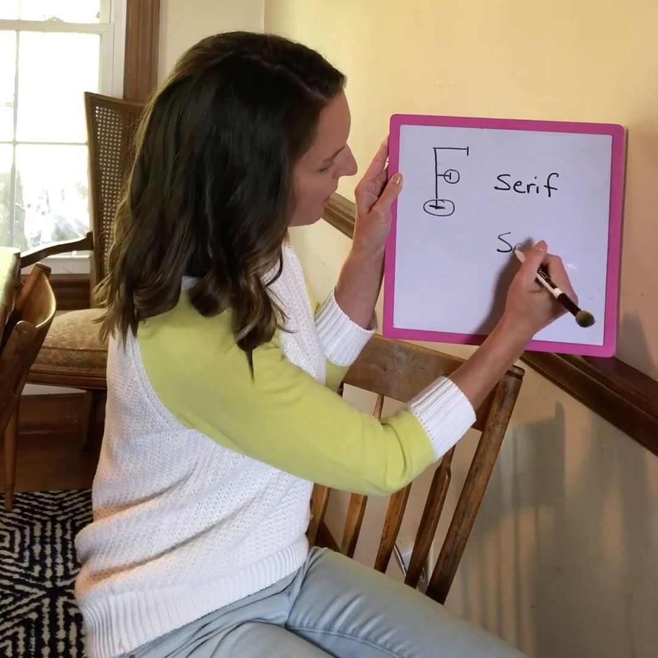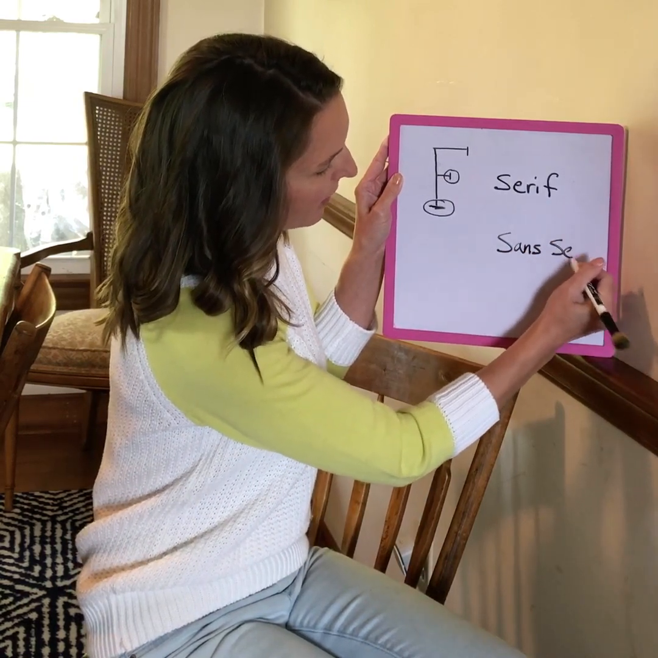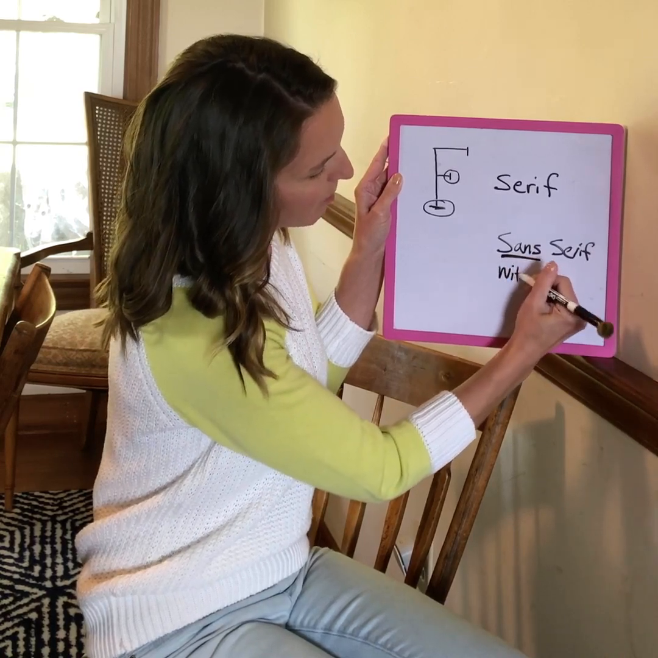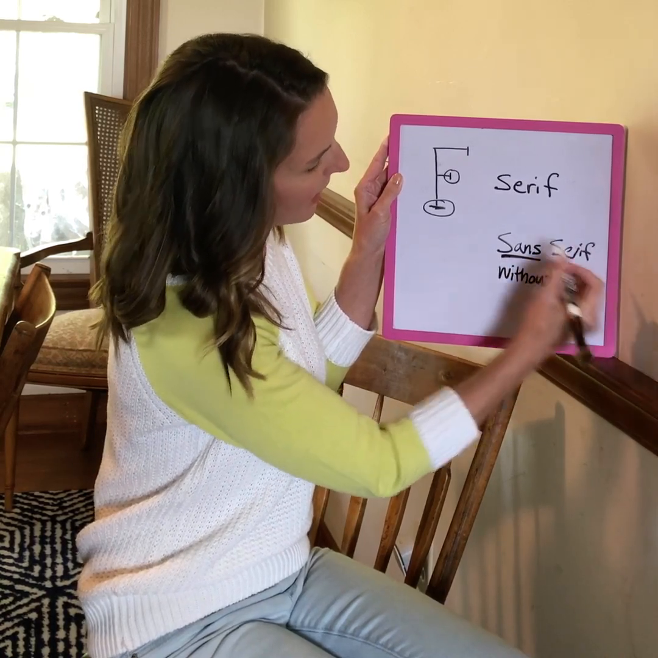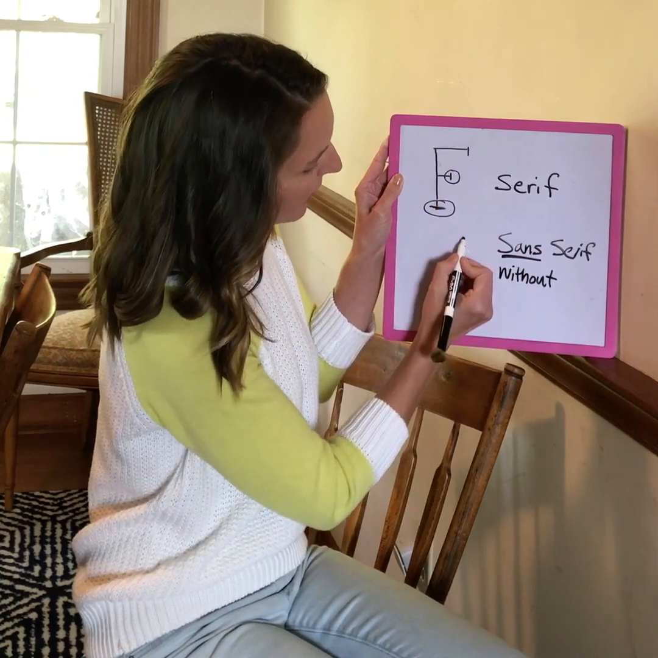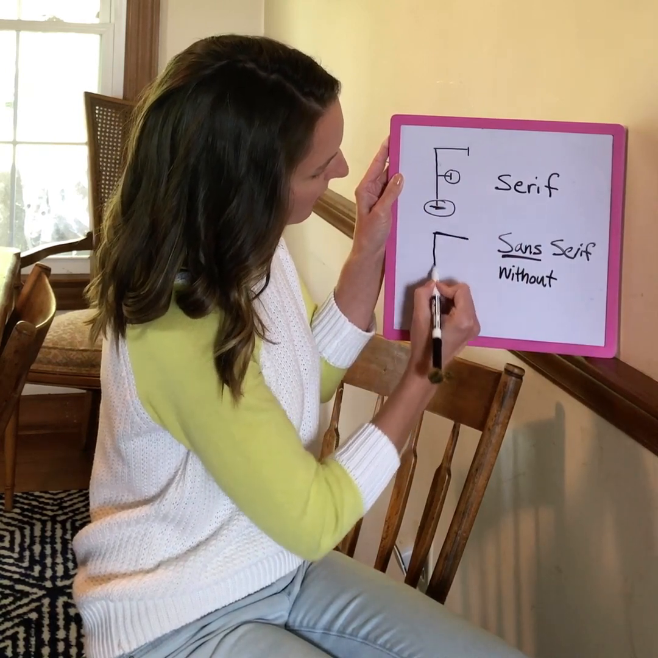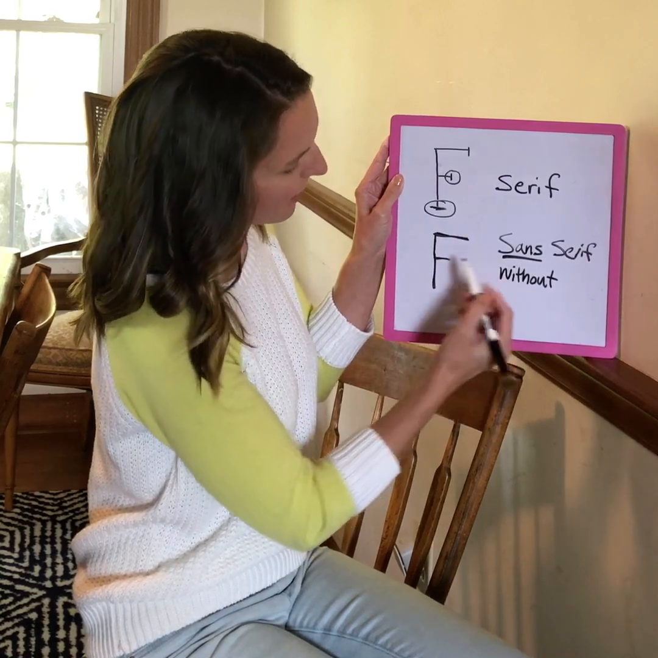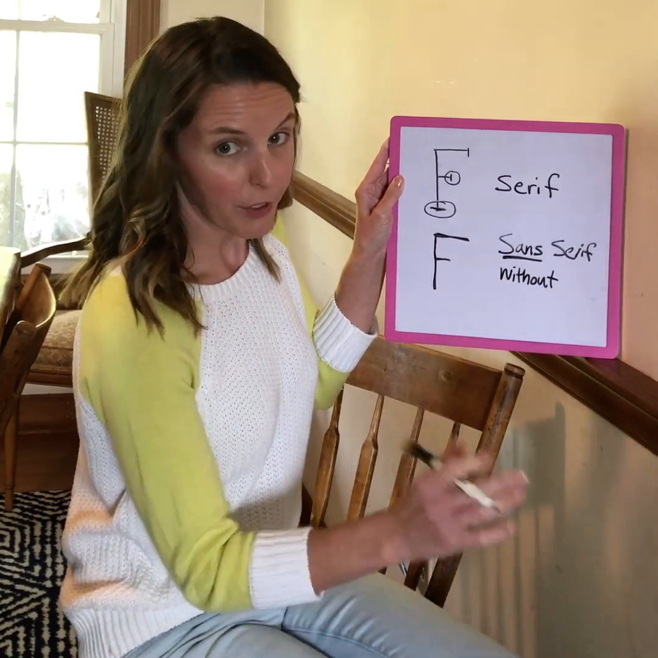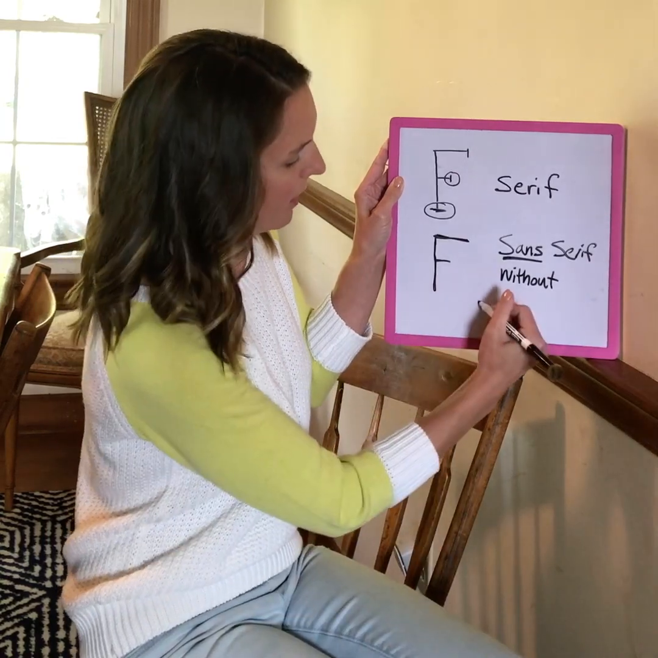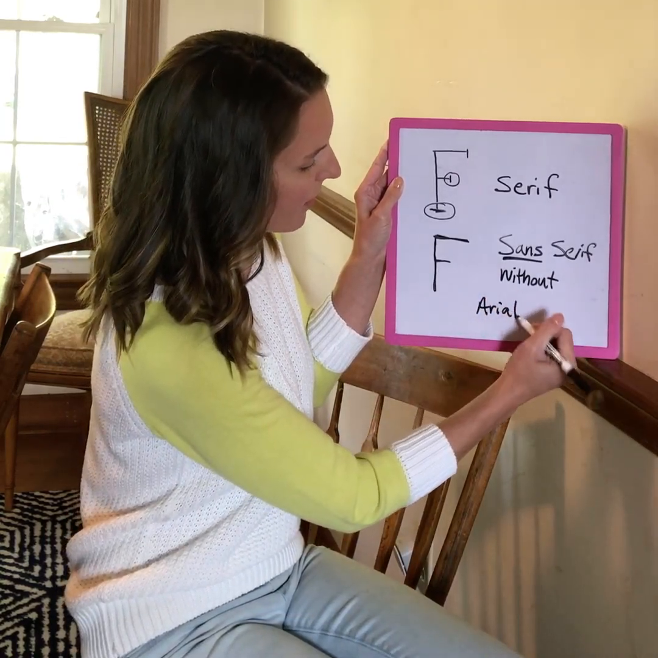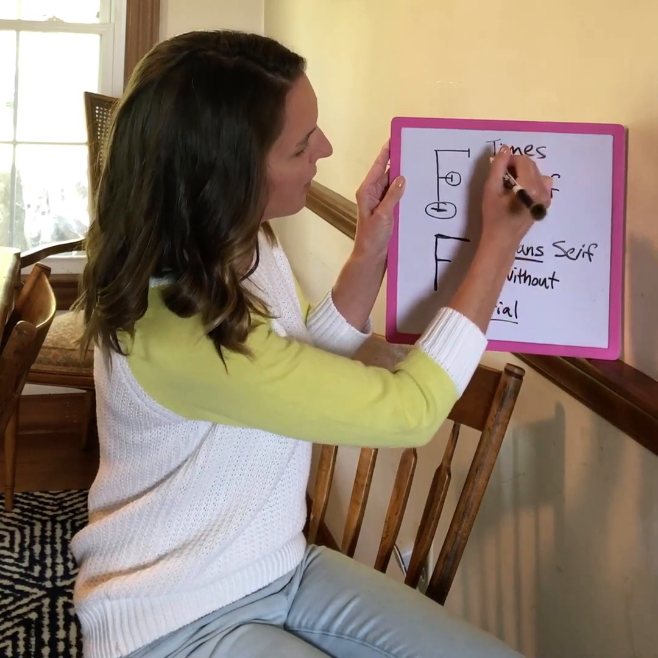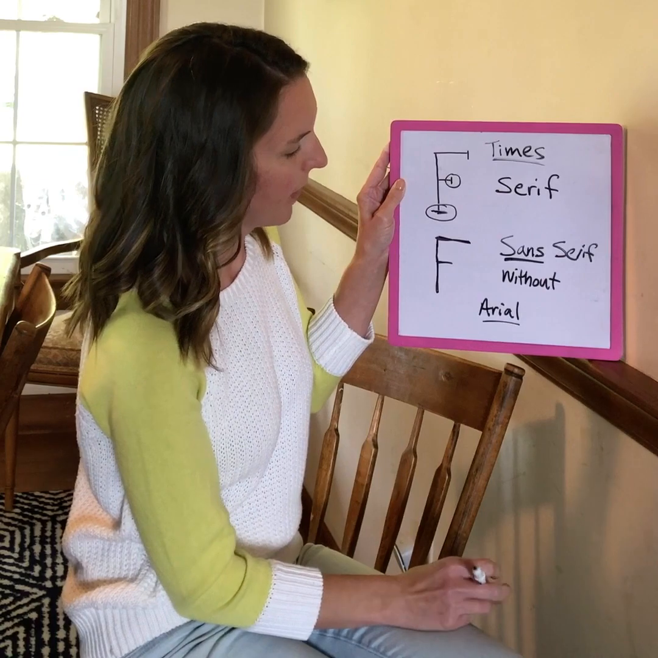Sans serif. So if a font is sans serif, sans means without. So that means it is a font that does not have the little lines on the ends of a character. So again, a font that is sans serif is going to look a little bit more like this. Arial is one that we think of as a very common sans serif font, and Times New Roman is a kind of standard serif font.